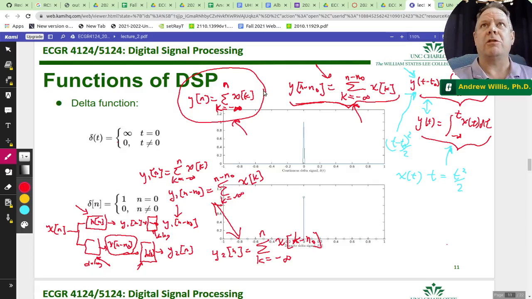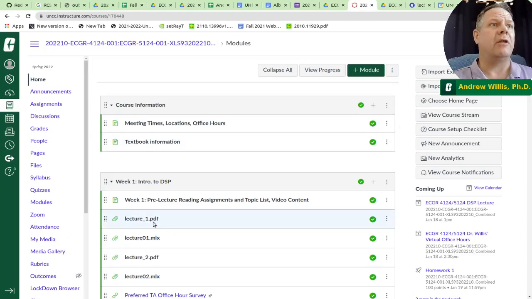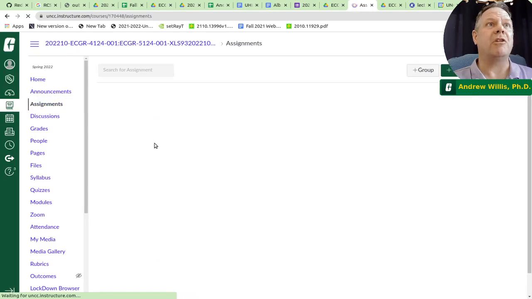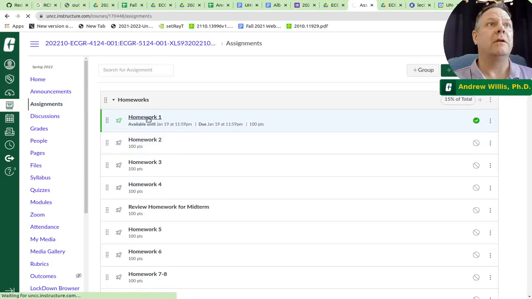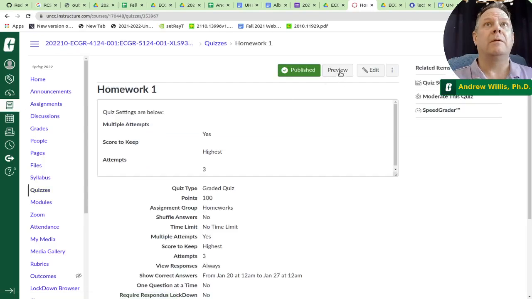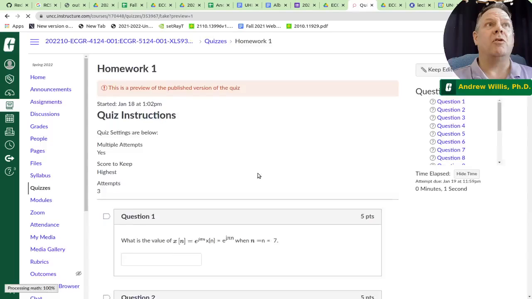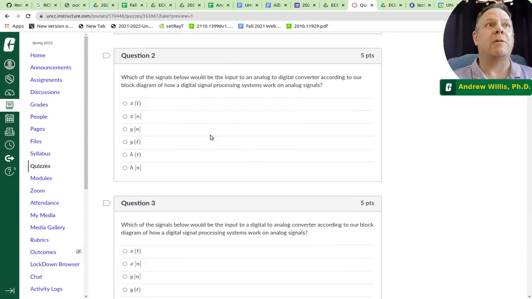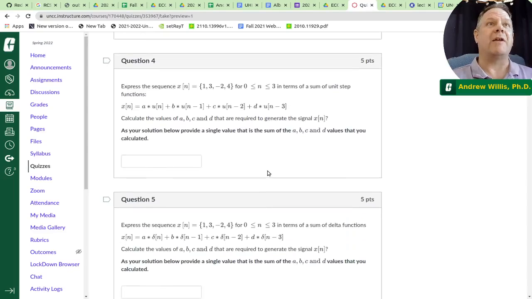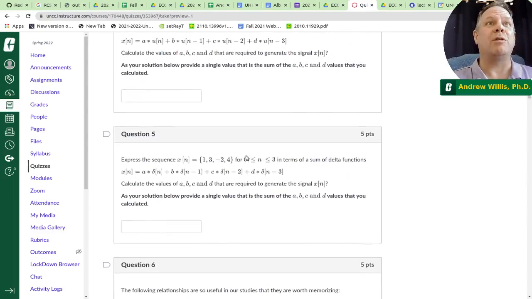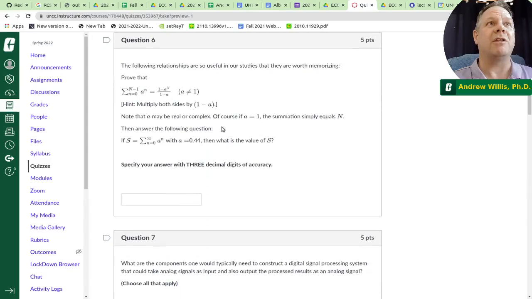And just so you're aware, I'll show that we have the homework assignment out there. Hopefully people have had a chance to look at it and work on it. These are the homework questions, and we ask about block diagrams of systems, and how to write down signals in terms of elementary signals such as a delta function. This summation problem here is actually a very important part of digital signal processing.